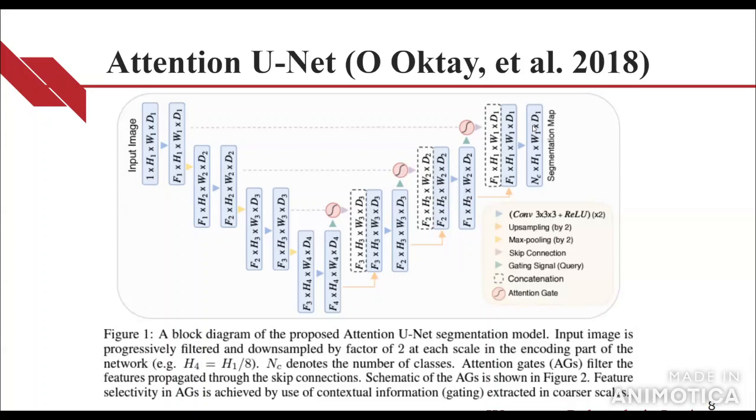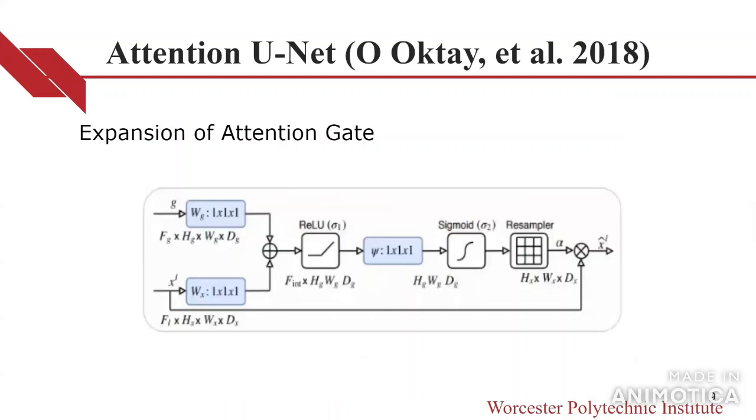As you can see in the picture, a block diagram of the proposed attention net segmentation model. Input image is progressively filtered and downsampled by a factor of 2 at each scale in the encoding part of the network, which is present on the left side, where, for example, H4 equals H1 by 8. Here, NC denotes the number of classes. Attention gates, which are edges, filter the features propagated through skip connections. Feature selectivity in attention gates is achieved by use of contextual information, which is also called gating, extracted in the coarser scales.